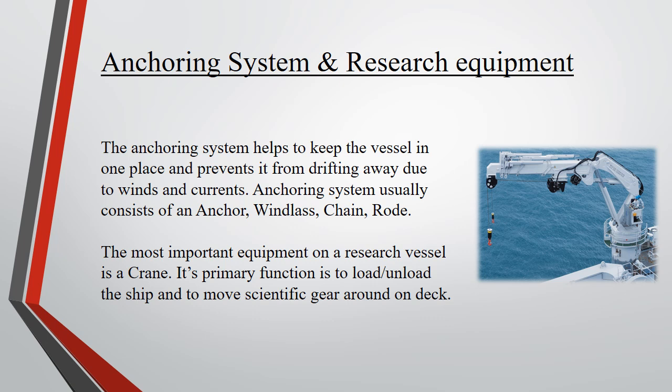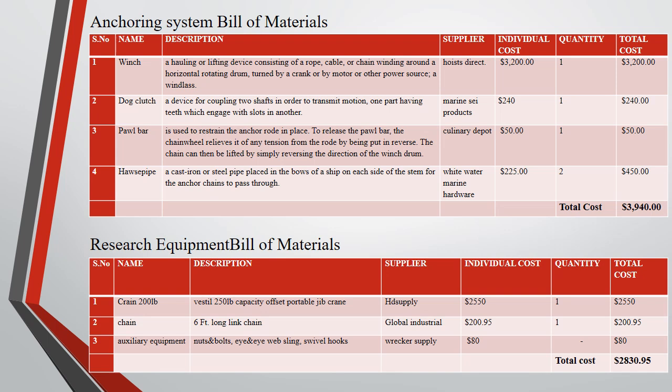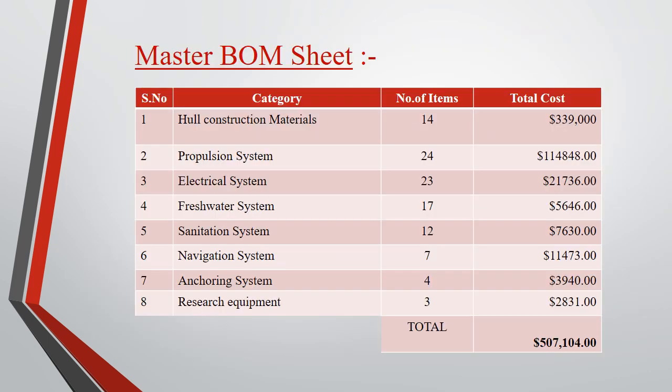To end with, we have the anchoring system and the research equipment. The anchoring system included four items, starting off with the winch down to the hose pipe, with a total cost of $3,940. And then the research equipment had three components with a total cost of $2,831.